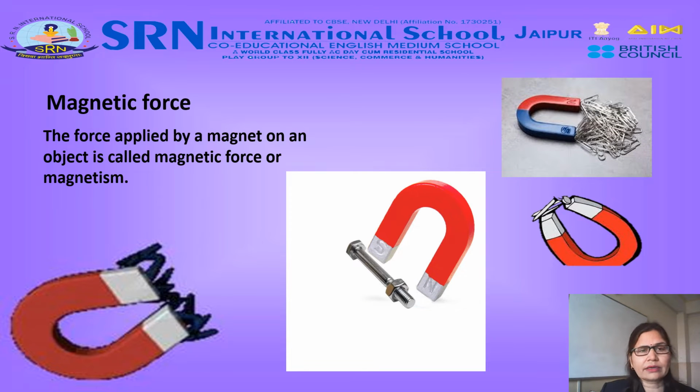First is magnetic force. Children, when you bring a magnet near iron nails, the magnet attracts the nails because the magnet has a force that attracts the iron nails. The force applied by a magnet on an object is called magnetic force or magnetism.